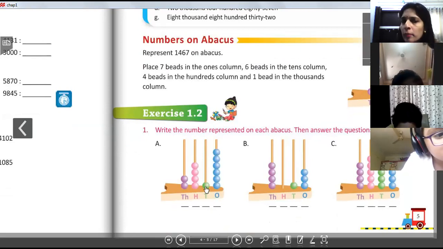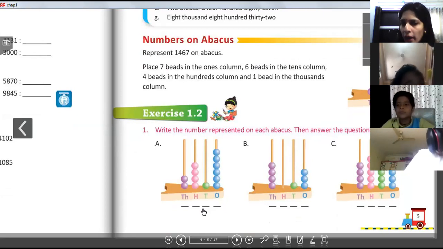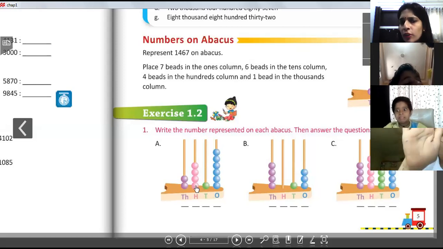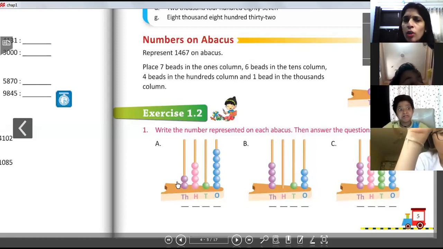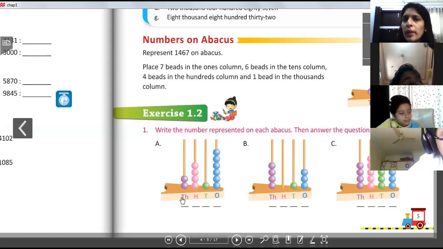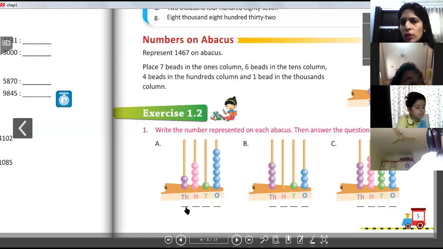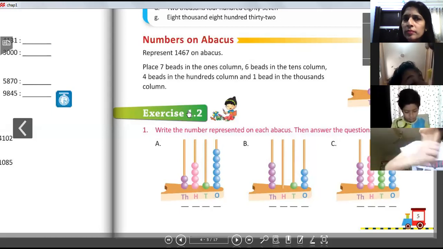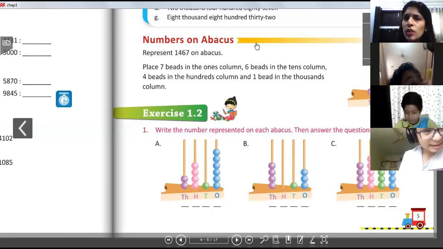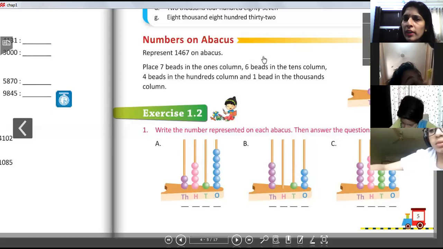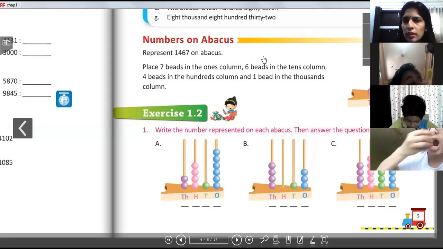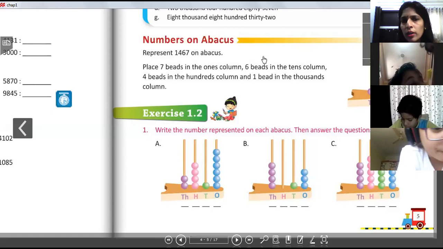Then how many beads are there in the tens column? 1. Here the number of beads in the hundreds column is 4, and in the thousands column, 2. So my number will be 2416. Okay, children? Like this, you have to write the number by counting the beads in the particular column.